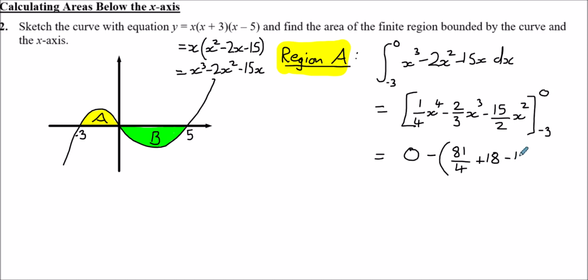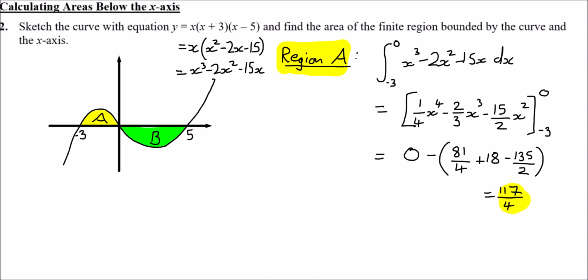Again, don't take my word for it. I've worked these out before. Do use a calculator, for God's sake. And so that gives us a total area of 117 over 4. Okay, so that's region A.